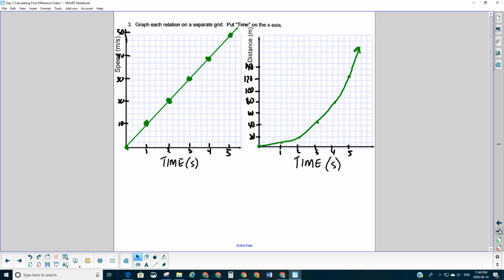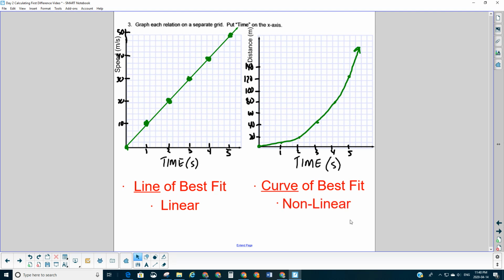So these two relationships end up being very different. This one, you can draw a line of best fit, and this one, you can draw a curve of best fit. So if you can draw a line of best fit, we call these relationships linear. Linear being like a line. And if it's not a straight line, what we're going to call them right now is nonlinear, not a straight line.